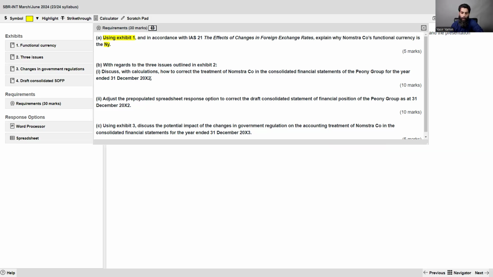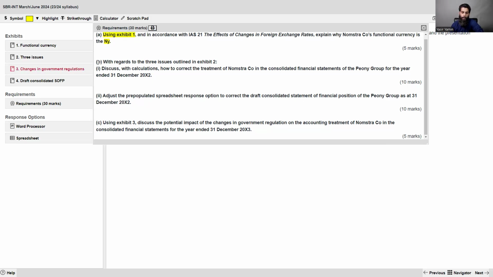Now we are on the B part. In the B part, your examiner says, with regards to the 3 issues outlined in Exhibit 2. Basically, there are 2 sub-requirements of 10 marks each. And guys, as you see the question, it is evident that these 20 marks come from Exhibit number 2 itself, right? So whatever 20 marks we need to obtain, we get through Exhibit number 2. That is the main exhibit of the question.